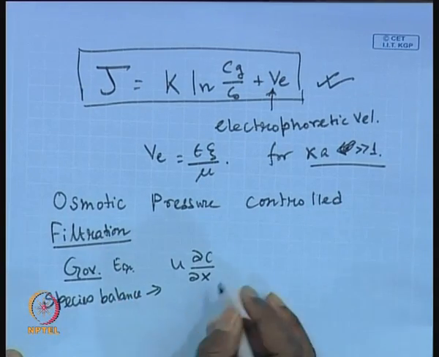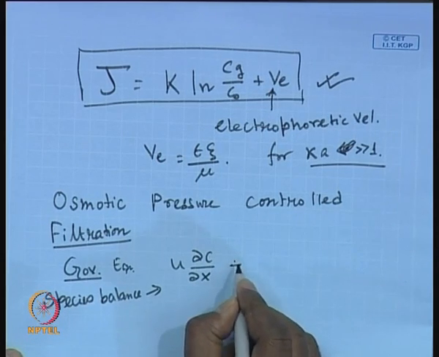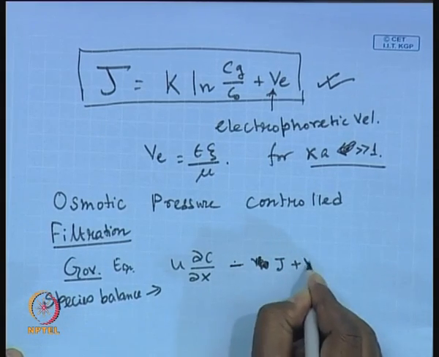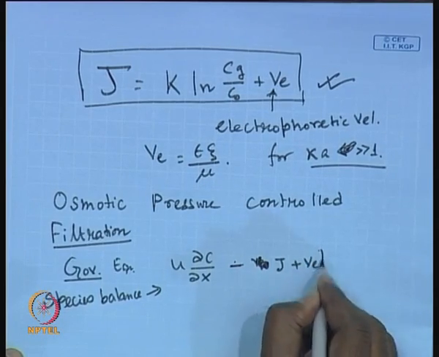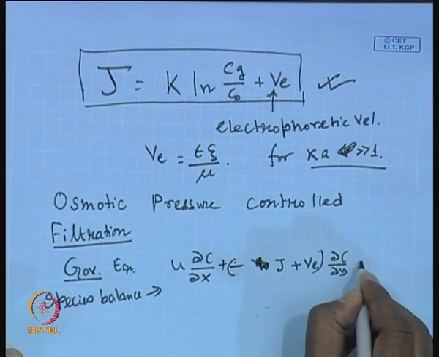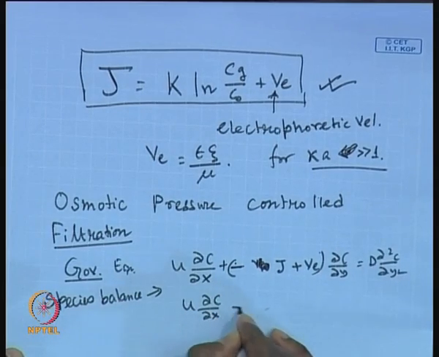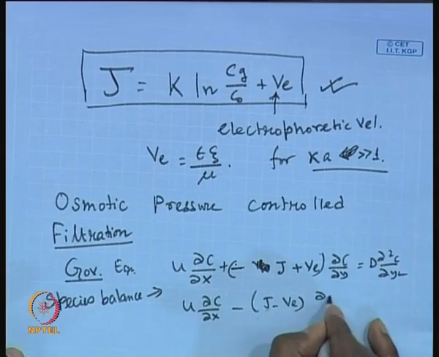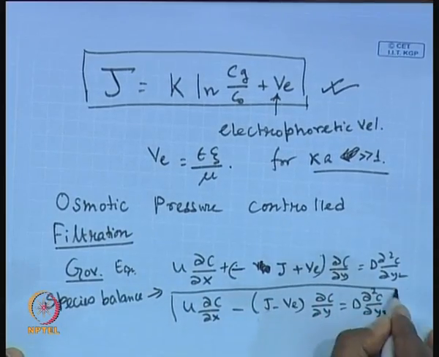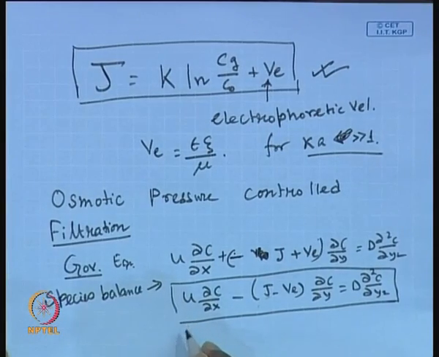Species balance equation within the mass transfer boundary layer, it will be U del C del x minus J plus V e, okay, del C del y is equal to D del square C del y square. So, U del C del x minus J minus V e del C del y is equal to D del square C del y square. So, these will be the governing equation of the concentrated species balance within the mass transfer boundary layer.